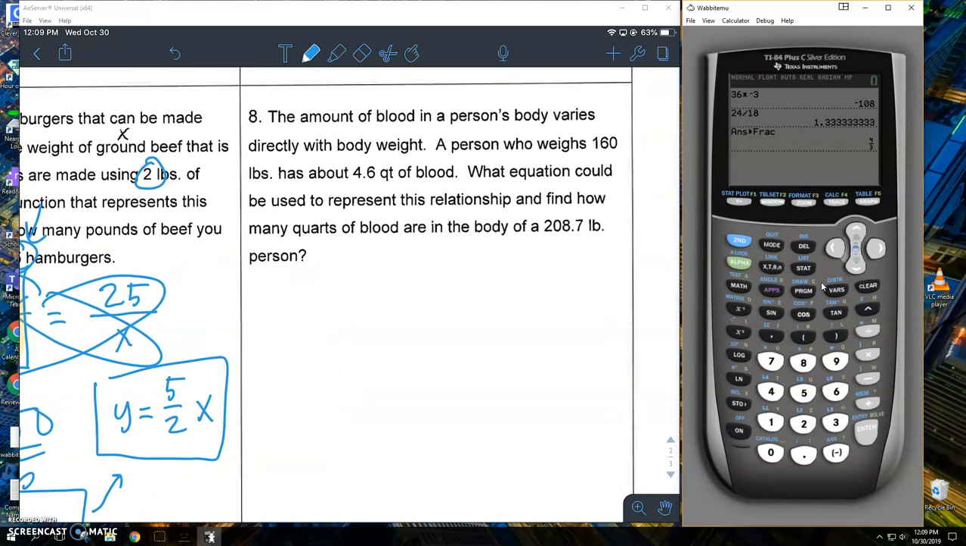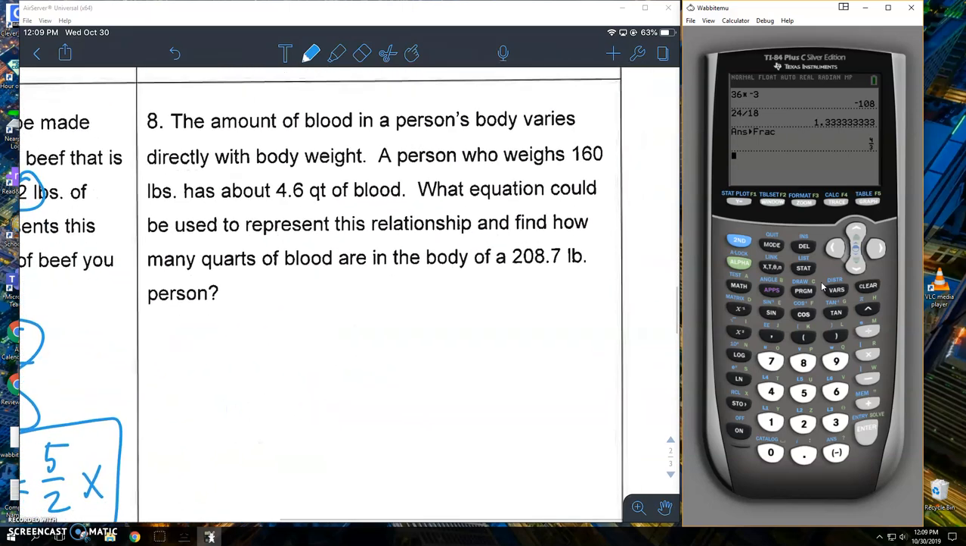The last one, number 8, the amount of blood in a person's body varies directly with the body weight. A person who weighs 600 pounds has 4 quarts of blood. Which equation can be used to represent the relationship to find how many quarts of blood are in the body if you weigh 208 pounds?